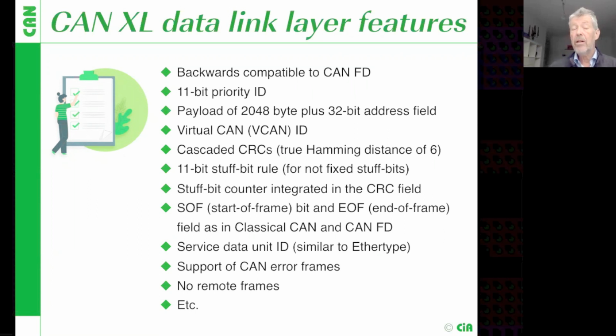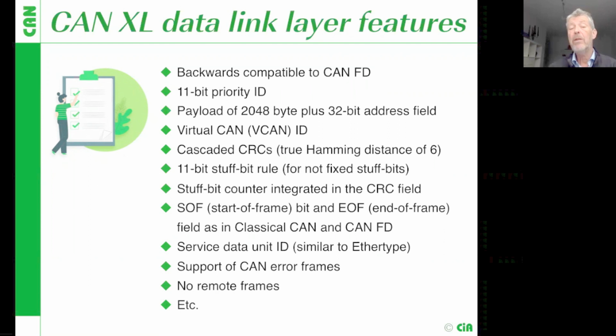If we want to transport even Ethernet frames, then we need a larger payload. We need a longer data field. So the payload should be 2048 plus something. I will discuss this in more detail in one of the following slides. If we have the need to run several applications on the same cable, we also need, in the subzones, perhaps a virtual CAN ID, so that we can run two or three applications in parallel on the same cable.